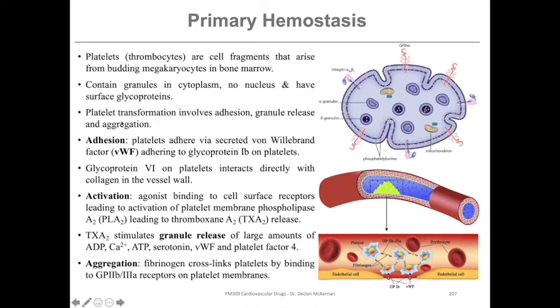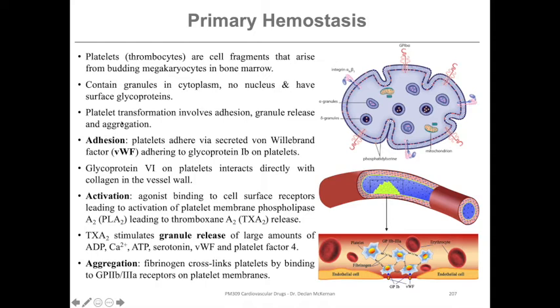Platelets or thrombocytes are cell fragments that arise from budding megakaryocytes in the bone marrow. The diagram on the top right shows a platelet and its constituents. It contains granules in the cytoplasm, it has no nucleus, and it has surface glycoproteins. Platelet transformation involves adhesion, granule release, and aggregation. Adhesion is where the platelets adhere via secreted von Willebrand factor, adhering to glycoprotein 1b on platelets, shown in the diagram on the bottom right.